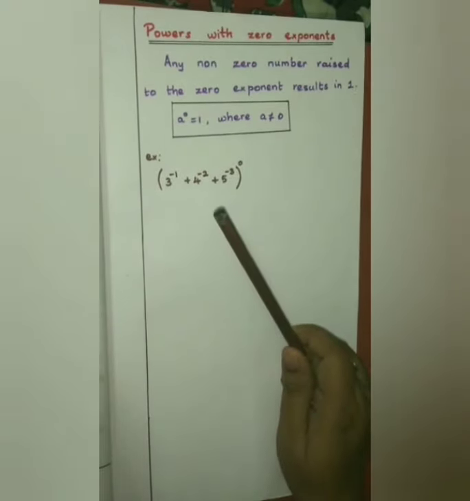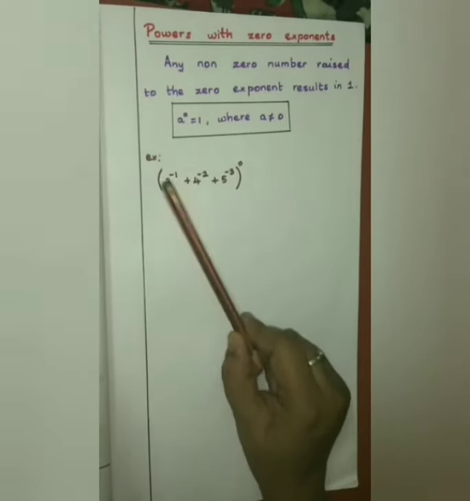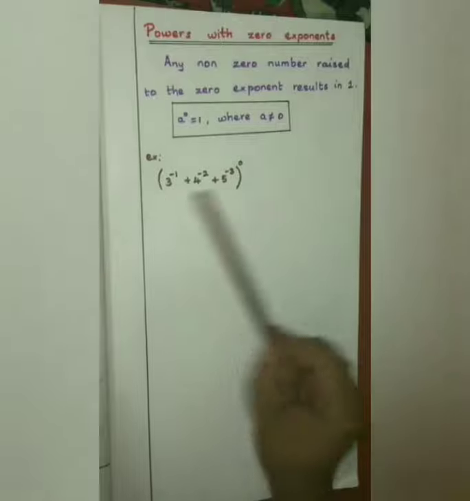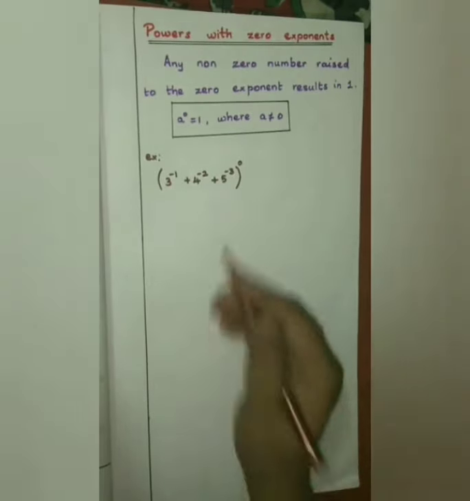Let us find the value for this example problem. Here, what is given inside the bracket? 3 to the power minus 1 plus 4 to the power minus 2 plus 5 to the power minus 3.